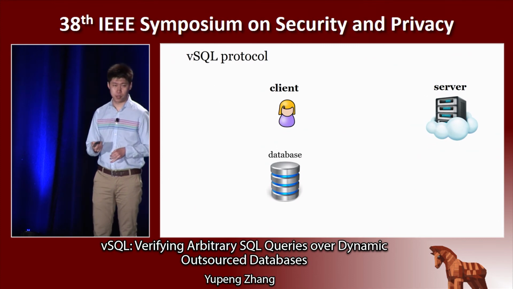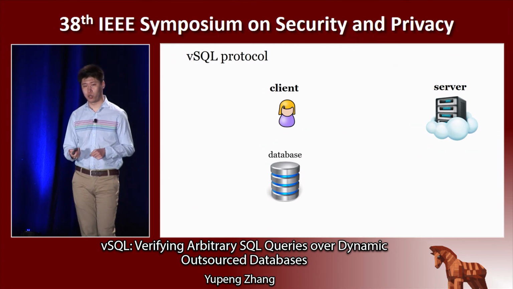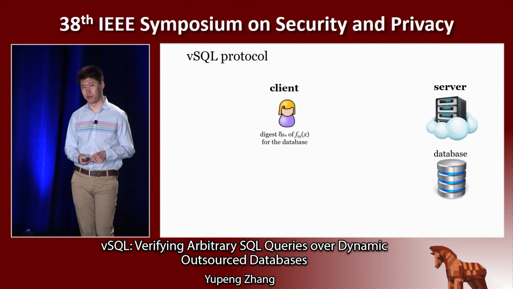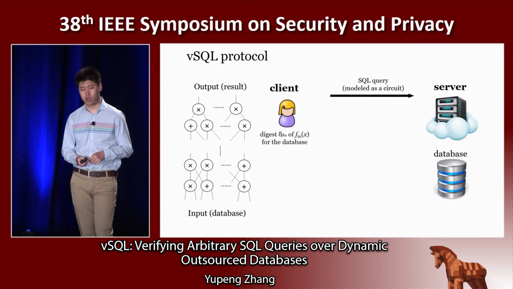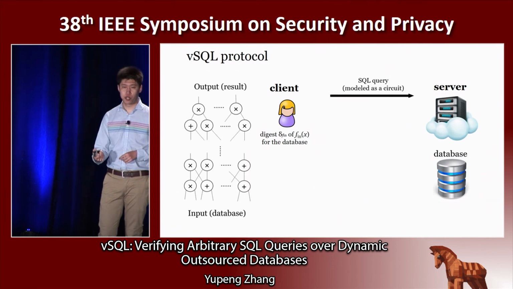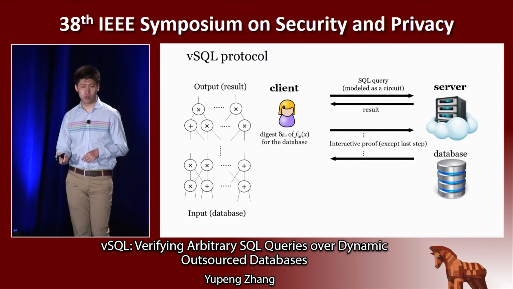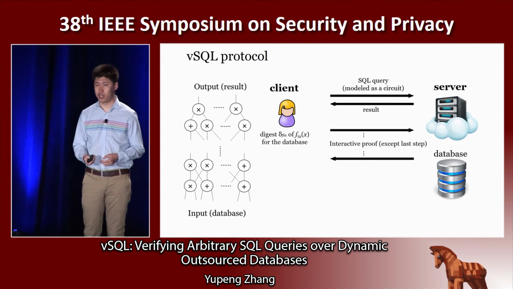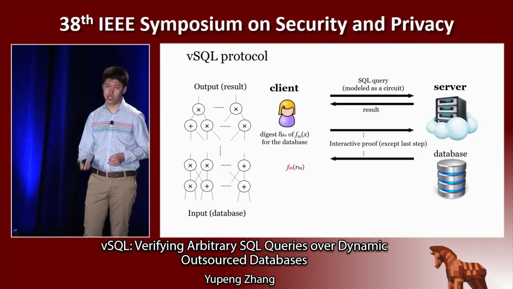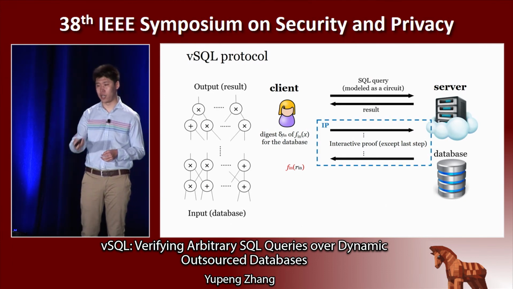The client has a database. It defines a polynomial f in x, and the client will first use our VPD protocol to compute a digest and delegates the database. When issuing a SQL query that is modeled as a circuit, the server returns a claimed result. With this result, the client and server can initiate an interactive proof. And at the end of this, the client receives a claimed value for f in r in. This is the IP part.